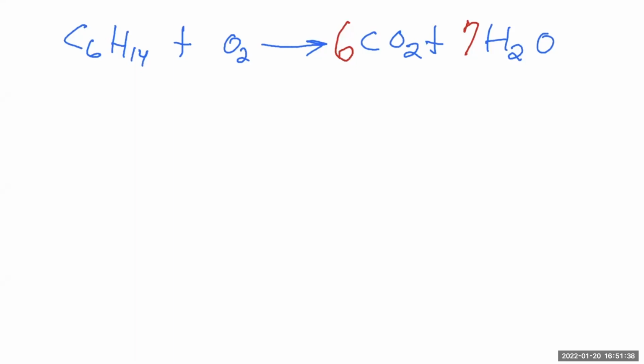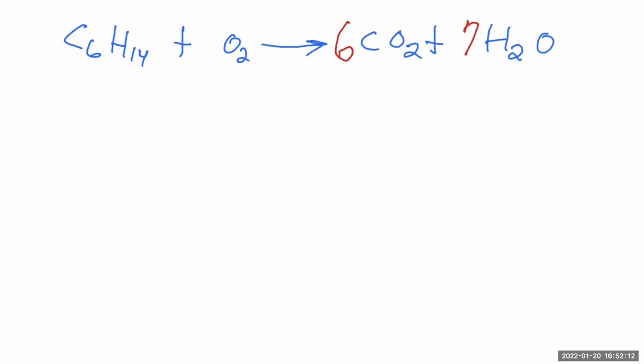And then in front of the oxygen, another 6, would it be? Now, how many oxygens do you have on the right-hand side? We have 12 plus 7, so it'll be 19.